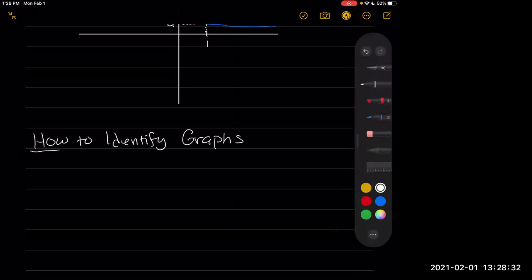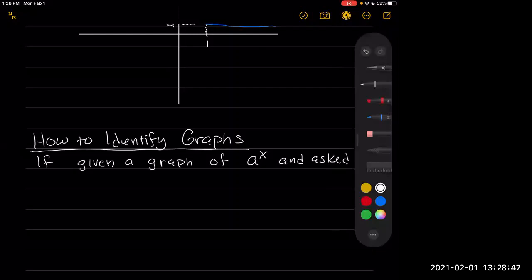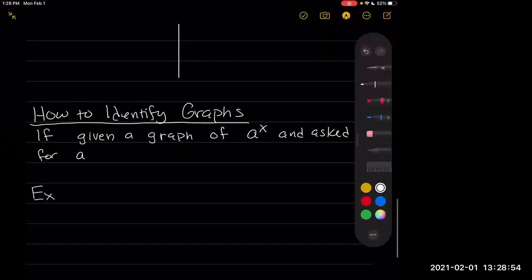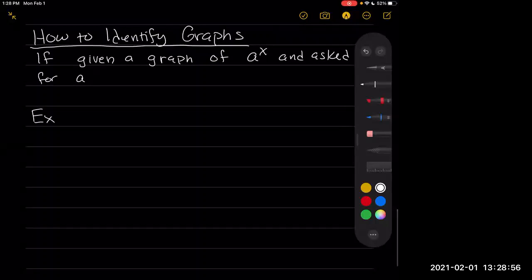So if given a graph of a to the x and asked for a, first we're going to start with an example. So if we have, let me just draw the line first.